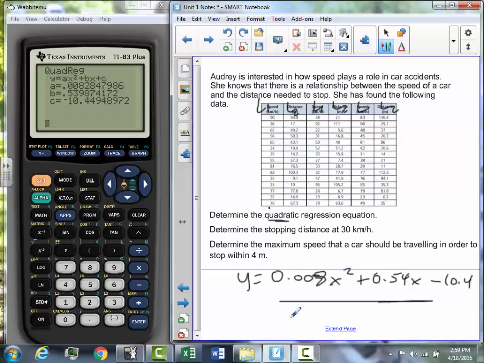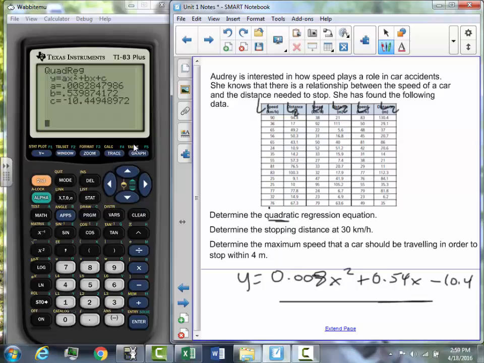Is that what yours gives you? No, but I had the same graph as you. Does anybody else have the same numbers I do, or do I have a mistake? Okay, so you probably have one that's mistyped then. Hopefully it doesn't make a big difference when we answer the questions.